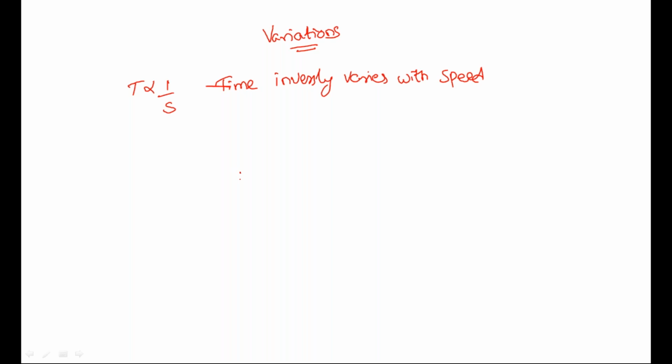Or else distance is directly proportional to speed. Distance directly varies with speed. This is what variations are. So distance is directly varying with speed. Here time is inversely varying with speed. Inverse relationship, or else direct relationship.